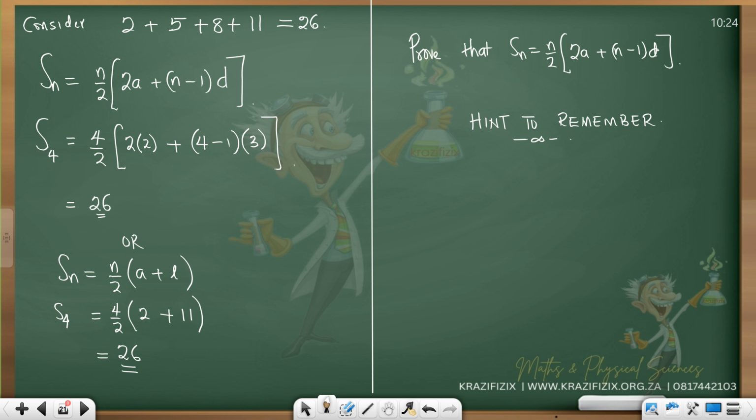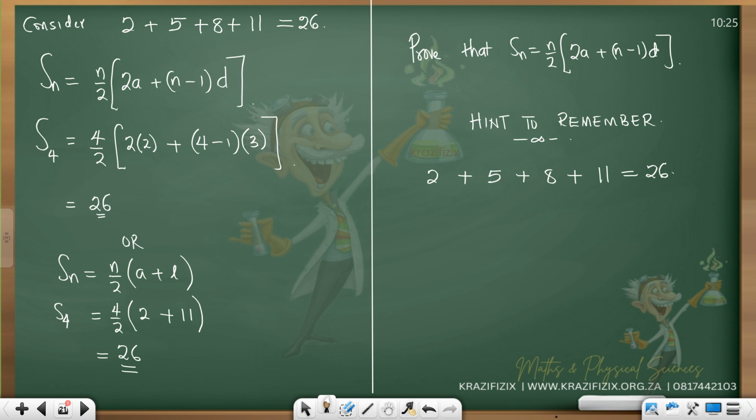Check this, everybody. Look at the hint. I want you to look at the movement. 2 plus 5 plus 8 plus 11. I wanted to see something here. We said this is 26, right?